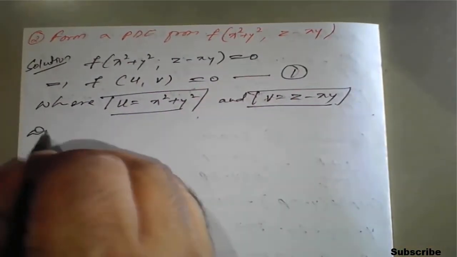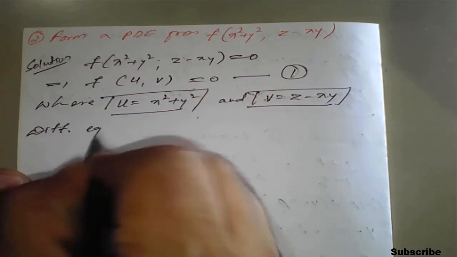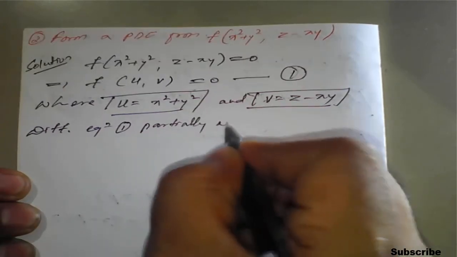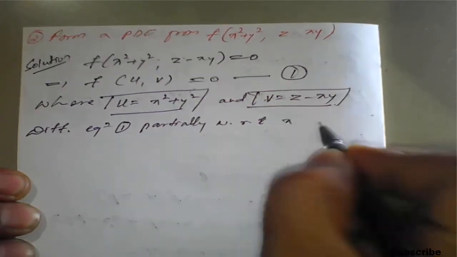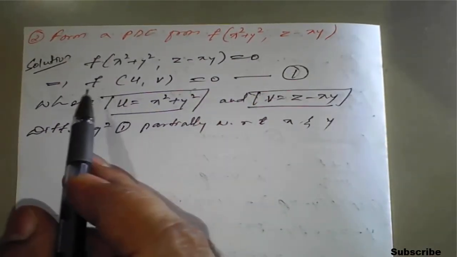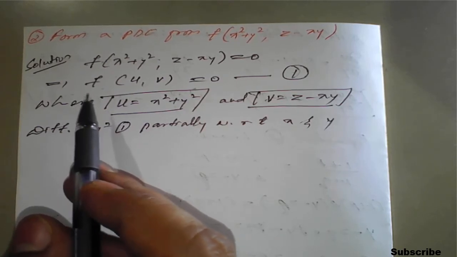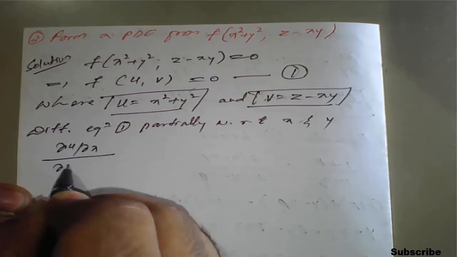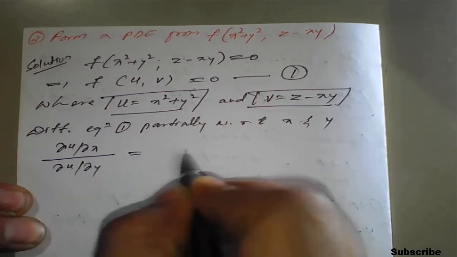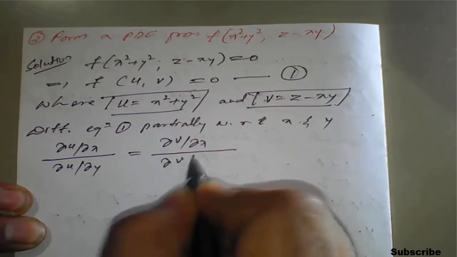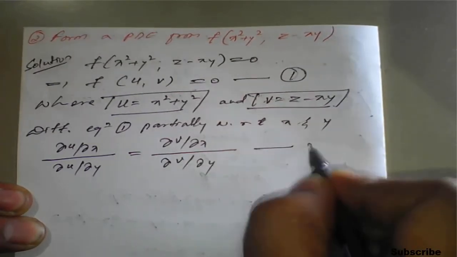So differentiate equation 1 partially with respect to x and y. If you differentiate partially with respect to x and y, I am going to write the direct result as, because uv is a function, dou u by dou x divided by dou u by dou y is equal to dou v by dou x divided by dou v by dou y. Call this equation number 2.